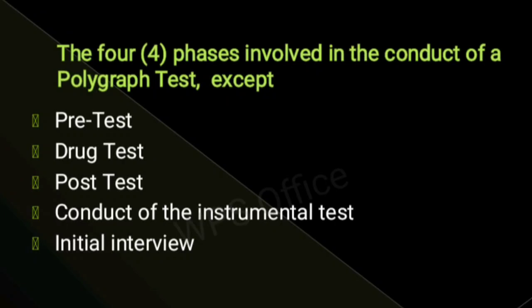The four phases involved in the conduct of a polygraph test, except: letter A, pretest. Letter B, drug test. Letter C, post test. Letter D, conduct of the instrumental test. And letter E, initial interview. The answer is letter B, drug test.